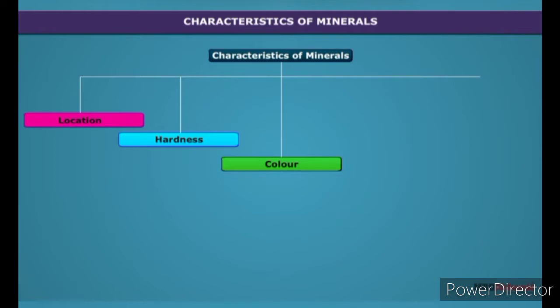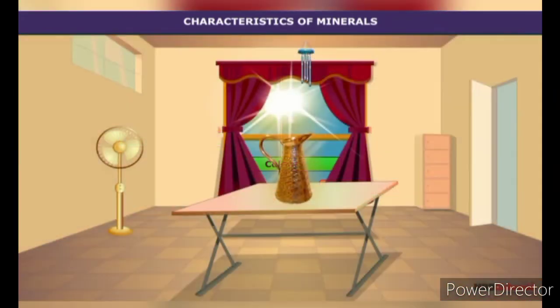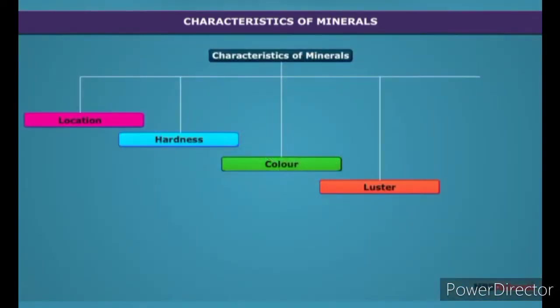Luster. Relative differences in opacity and transparency are described as luster. The term luster refers to the quantity and quality of the light which is reflected from a mineral's exterior surfaces. Luster provides an assessment of how much the mineral surface sparkles.